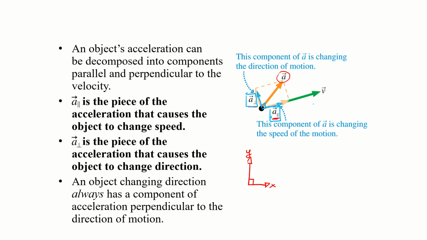The parallel piece is going to be changing the magnitude of that velocity vector. If there's any component of acceleration in the same direction as the velocity, that velocity vector is going to get larger or smaller if it's parallel. The perpendicular component describes the change in direction of that velocity vector. So in this case, this velocity vector is going to start turning to its left, or up in the page, because of that perpendicular component.